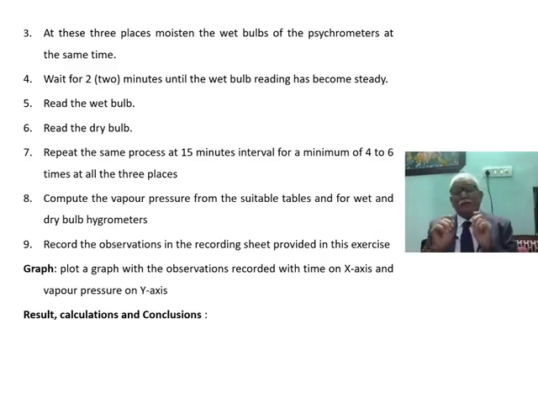But never allow direct sunshine to fall on the thermometers. When direct sunshine falls on those thermometers, what will happen? They measure their own temperature. So to avoid it, shield them properly. That is required. Wait for 2 minutes until the wet bulb reading becomes steady. Read the wet bulb, read the dry bulb, and repeat the same at 15 minute intervals. Compute the vapor pressure from the suitable tables. So record the observation. This is a very interesting pressure exercise at the field level for micrometeorology study.